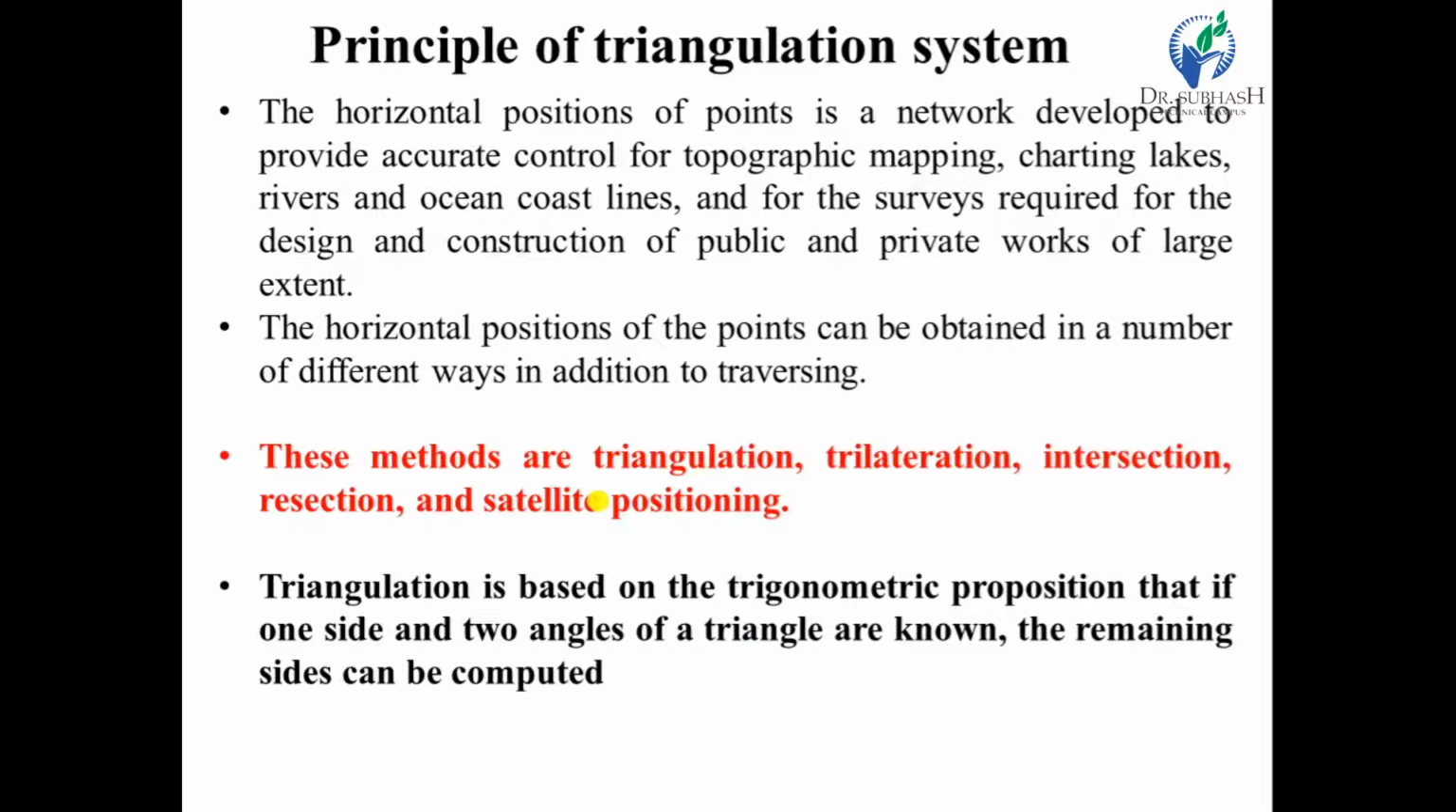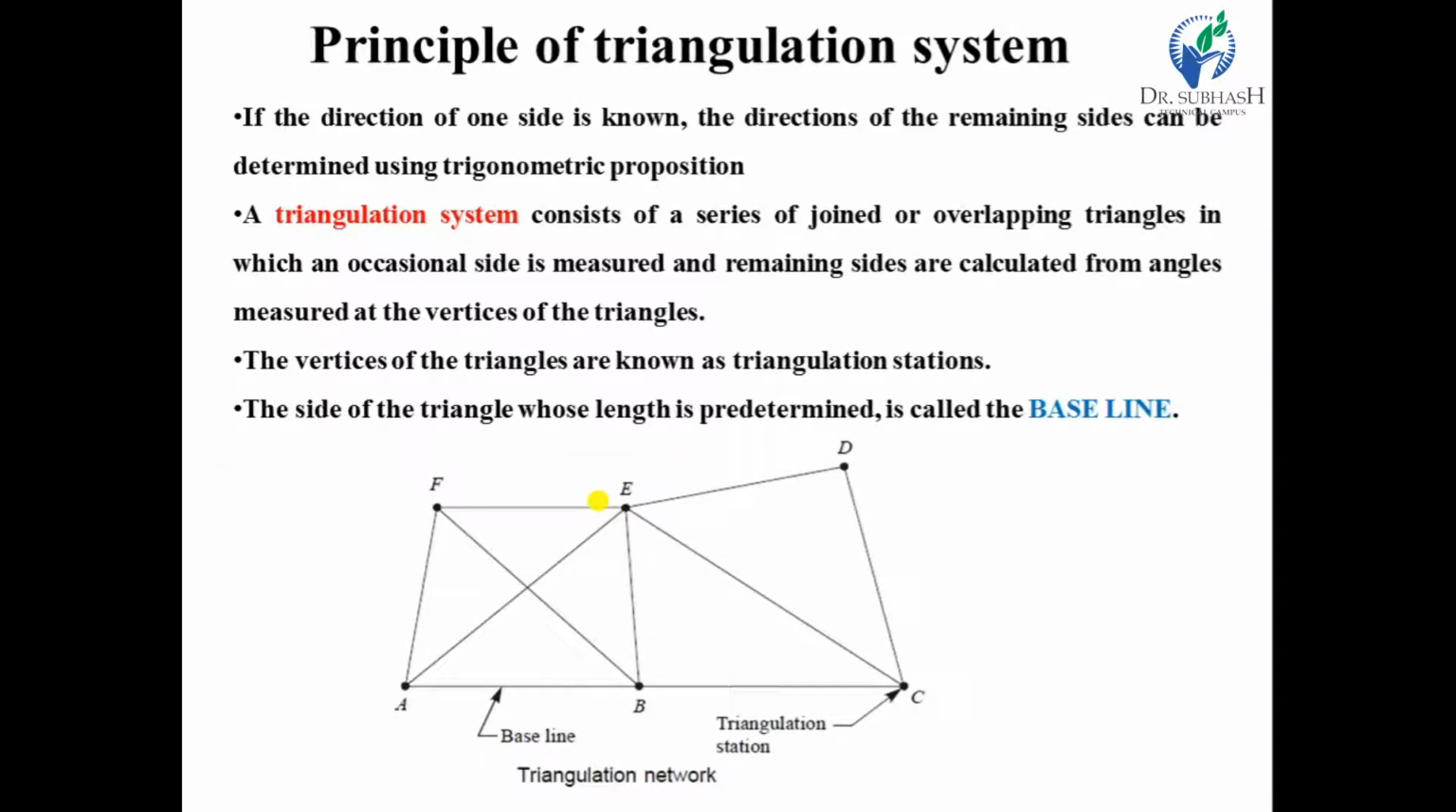Generally, the horizontal position of nodes is known as a network developed to provide accurate control for topographic mapping, charting of lakes, rivers, ocean, and coastline, and for surveys required for the design and construction of public and private works of large extent. The horizontal position of points can be obtained in a number of different ways in addition to traversing. Triangulation is based on the trigonometric proposition that if one side and two angles of a triangle are known, the remaining sides can be computed.